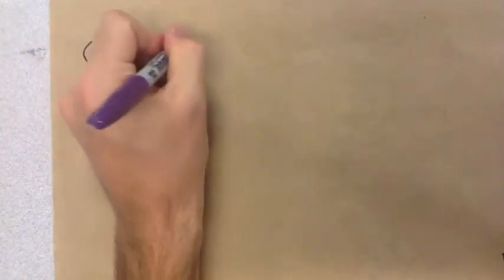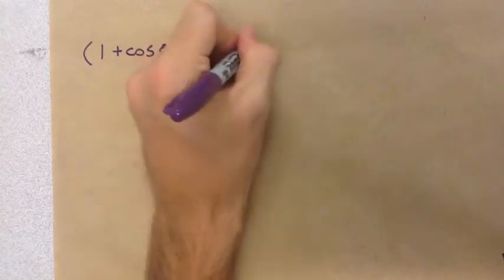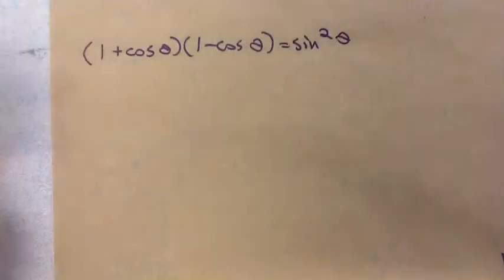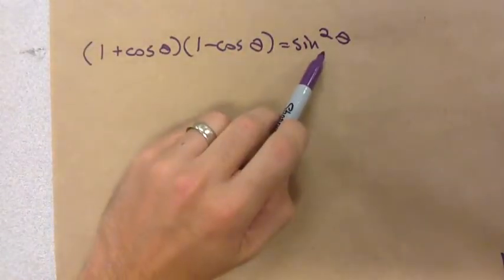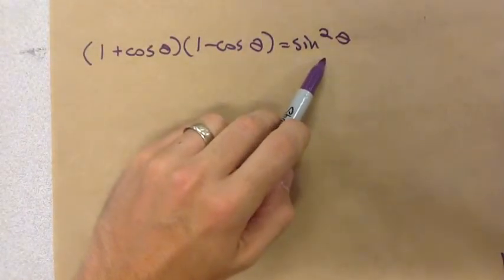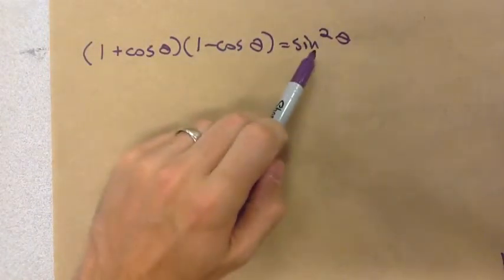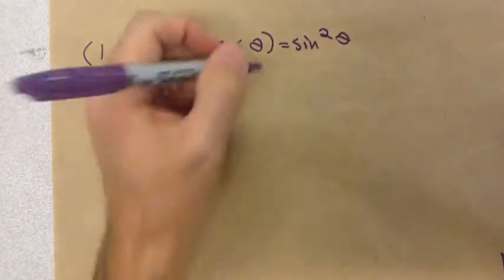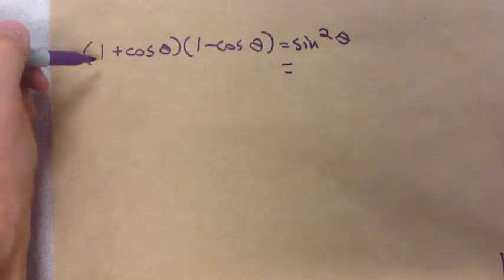So now I'm going to say 1 plus cosine theta times 1 minus cosine theta equals sine squared theta. I look at this and I see a sine squared theta, so that might mean the Pythagorean identities might be involved, or it could ultimately just be sine times sine. Now, I'm not going to worry about that yet. I'm going to focus on the left-hand side, where I'm multiplying these two.